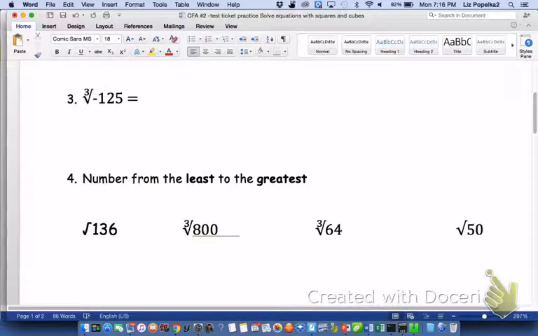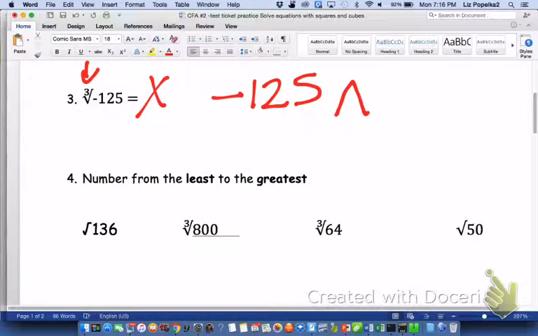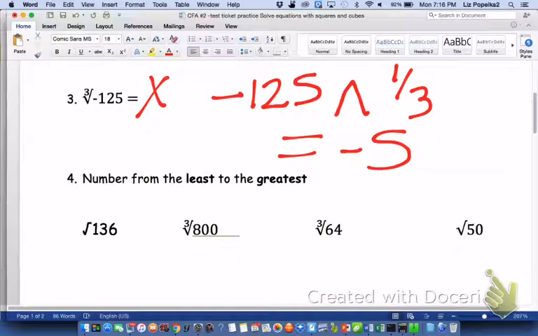Example number 3 is also very similar, because all we're trying to figure out is the cube root of negative 125 is equal to what? So you can just put in your calculator again negative 125 raised to a power of 1/3, because remember, a cube root means a power of 1/3. If you put negative 125 raised to the 1/3 power in your calculator, it should give you negative 5 for your answer.